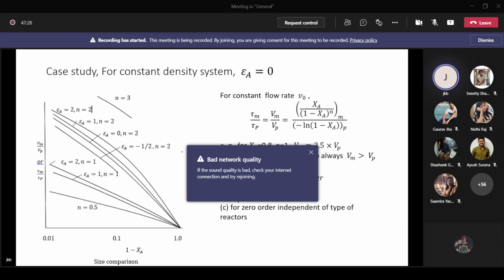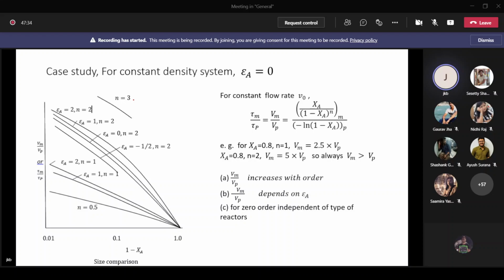And let us see, at the top you will get for higher order n is equal to 3, and if you decrease the order, the curves will come below. Say n is equal to 2, below n is equal to 3. Then again n is equal to 1, it will come less. So what do you understand from this? That is Vm by Vp or tau m by tau p, this ratio or mixed reactor size in comparison with plug flow reactor size will be more always. And this ratio will decrease again with order.